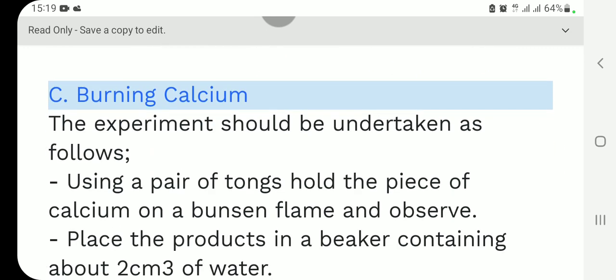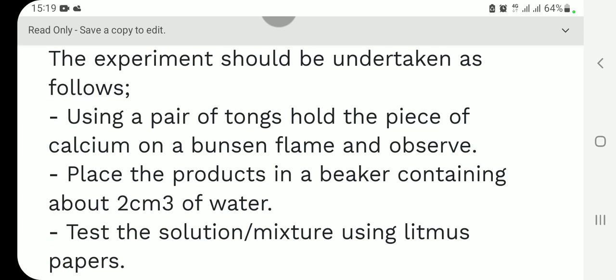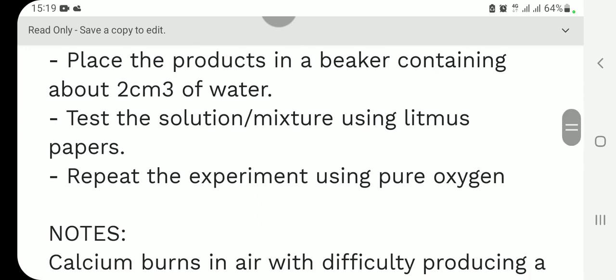We go to calcium. Calcium is also a metal. We repeat the procedure as for the other ones. You take it in tongs, burn it in a Bunsen burner, then put what you've obtained in water and test the solution using litmus paper.